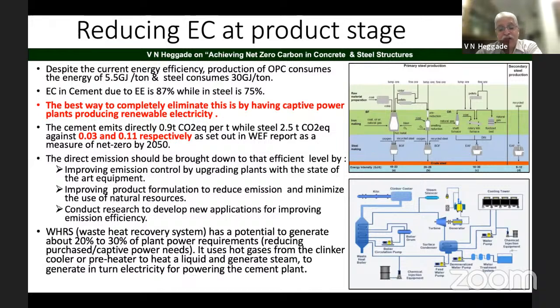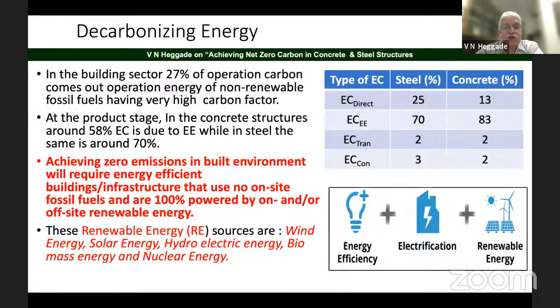Similarly, the heat which is produced as waste, both in steel as well as cement production, can be reused for another power requirement. That is called the waste heat recovery system. So decarbonization is very, very important.